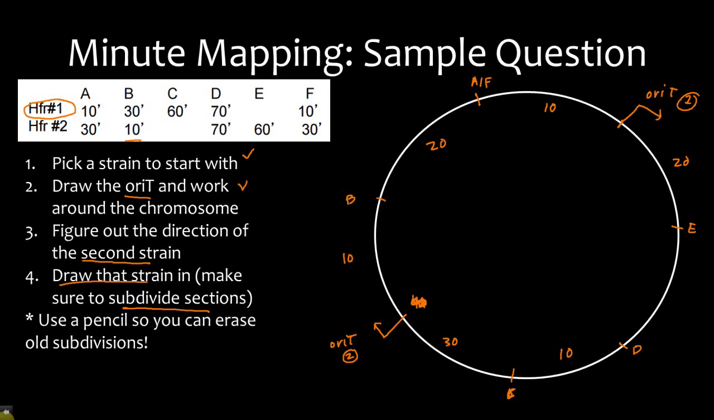Okay? And then the next thing that we know, continuing along in our right direction, is from E to D, which is 60 to 70, so E to D is 10. So we have our completed minute map, okay?